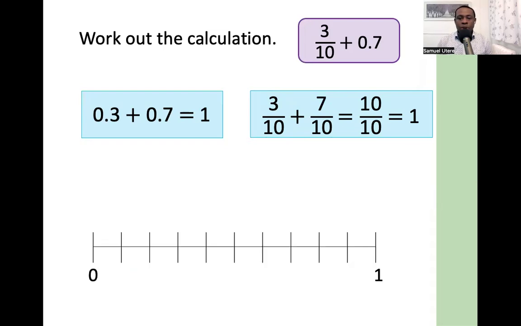We could also use a number line to do this. So we know that 3/10 is in that position and we want to add 0.7. Of course, we know each of these intervals in this number line is 0.1. So we simply need to do 7 jumps or 7 steps, which will be 1.